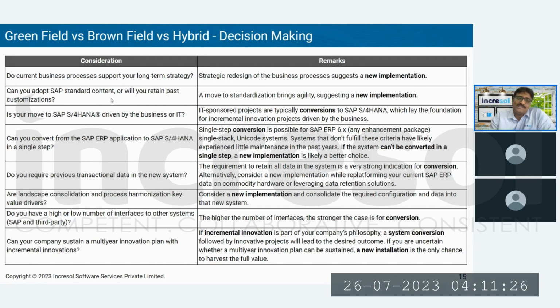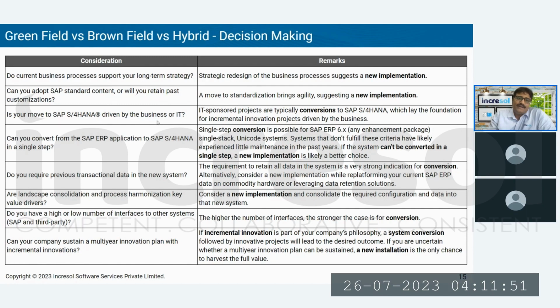That is nothing but whether you want to go fresh or carry some of your old configurations. Suppose you want to carry the SD and MM modules as they are, or the PP module as it is, and everything is looking good. In that case, brownfield, the system conversion, is the right option. But if you feel it's not going to be helpful and you don't want to carry any past customization, then go for the new implementation, the greenfield approach.